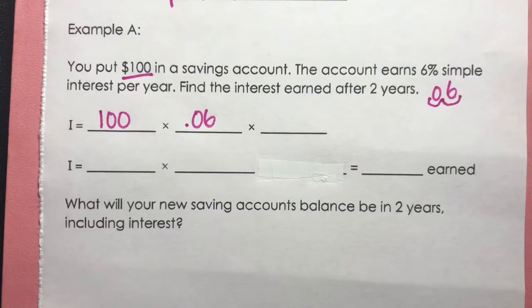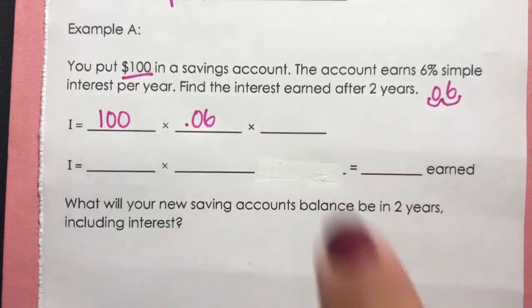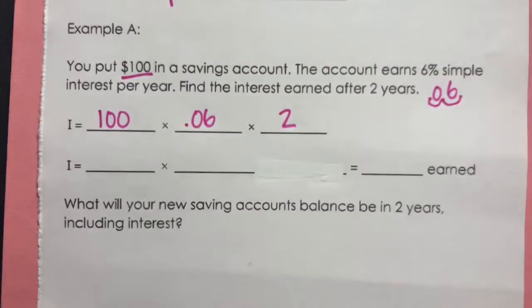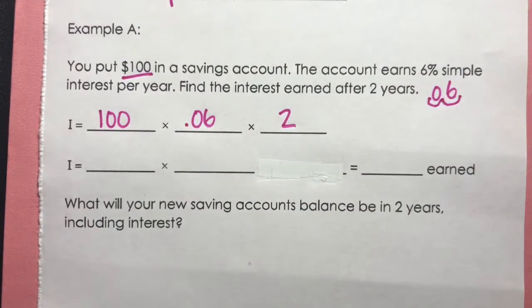times the amount of time that the interest will be earned. So in this last part of the problem, it says find the interest earned after how many years? It says 2. So we're going to find the interest times 2. Okay, so we have all our parts. So now all we gotta do is multiply it all together.